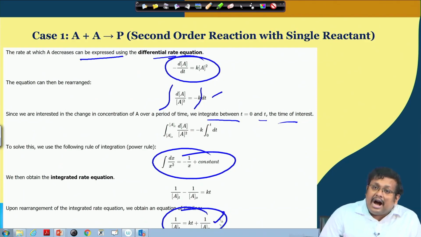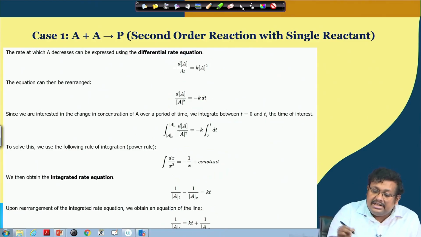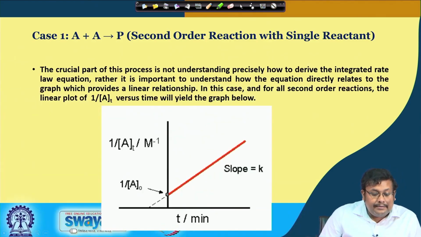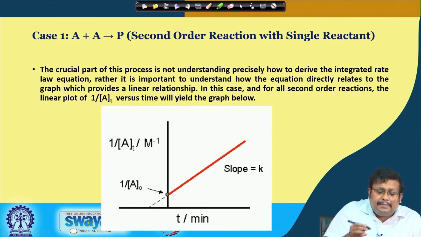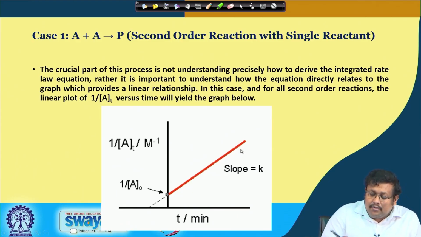So, now you know how we got this equation, the straight line equation, from the second order reaction. The crucial part is that when we plot t and then 1 by [A]t, we will get a straight line with a slope of k and an intercept of 1 by [A]0.